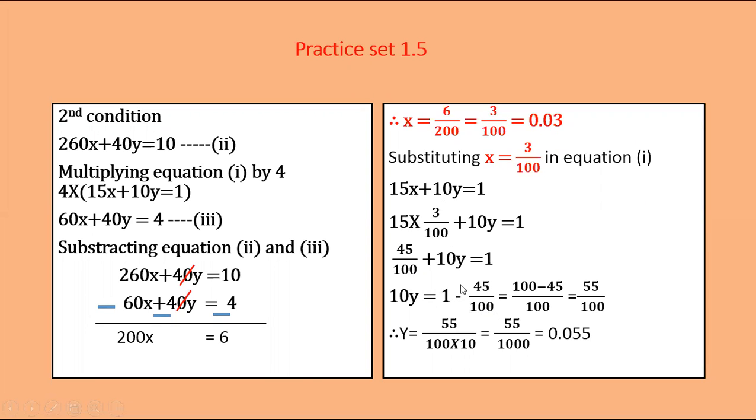Here we do a cross multiplication. 100 minus 45 upon 100 is equal to 55 upon 100. Hence 10y is equal to 55 upon 100. This 10 goes to the RHS side to get divide. 55 upon 100 divided by 10 is equal to 55 upon 1000. This fraction we can write in decimal form, 0.055. This is the value of y is equal to 55 upon 1000 or 0.055.